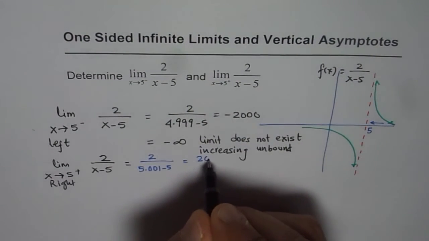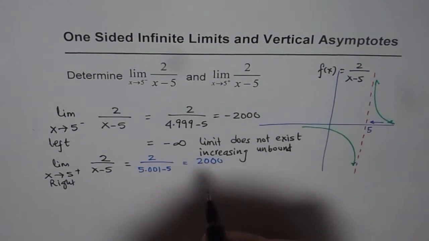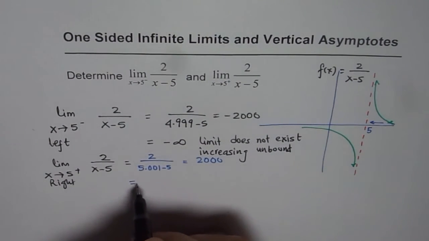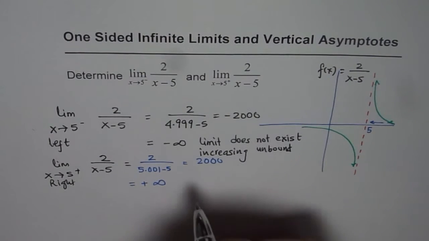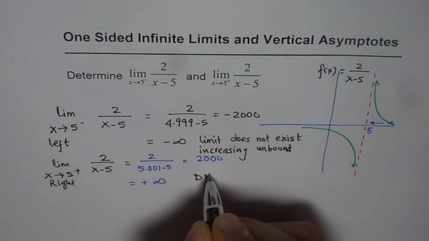So this time we get a positive value, and 2000 is extremely high, correct? So we can write this as positive infinity. Infinity indicates that the function is increasing without any boundaries. But there is no particular value which the function is approaching, so we again say the limit does not exist.